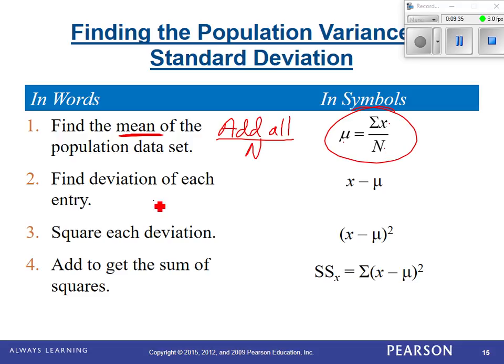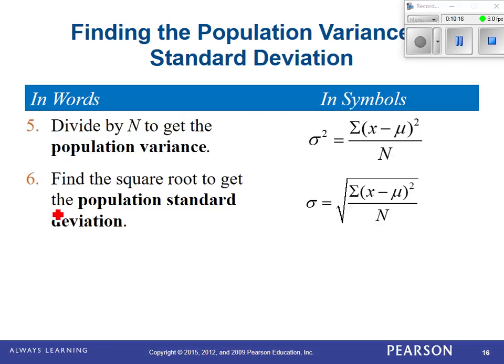Step 2, find the deviation of each one. You just take each x and subtract off your mean. Then you take each of those answers and you square each one of them. That's going to turn them all into positives so that we can deal with them, because otherwise they would all add up to 0. Next thing you do to get the sum of the squares, you just take all the answers you got from this step and you add them all together. You sum them all up. That's what that Greek letter there means. Sum them all up.